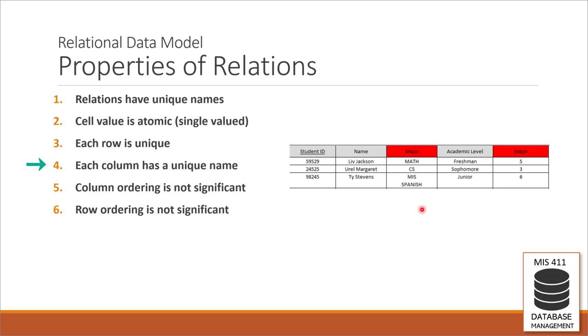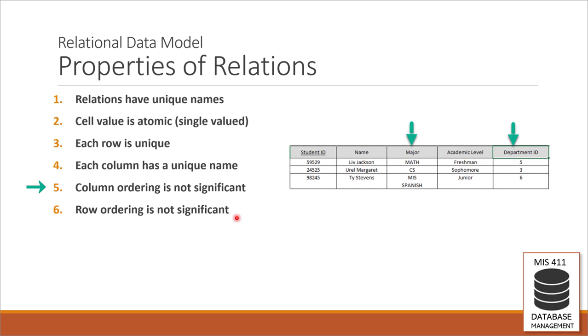Each column has to have a unique name. Okay, so you can't have 2 major columns in the same table. Let's say for some reason you had the major column and you're like, oh, I also want to have a foreign key to a different table. And so you try to create another major column, right? That's not allowed by the properties of relations.